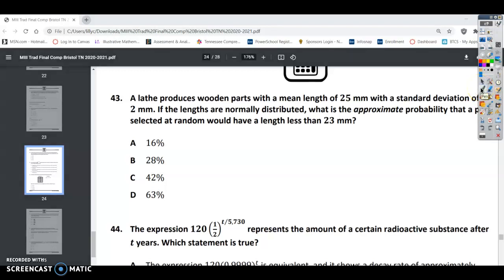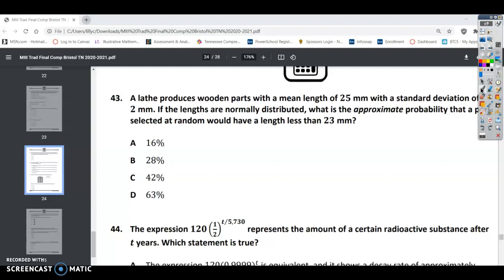Math 3, Final Benchmark, Question 43. A lathe produces wooden parts with a mean length of 25 millimeters with a standard deviation of 2 millimeters. If the lengths are normally distributed, what is the approximate probability that a part selected at random would have a length less than 23 millimeters?